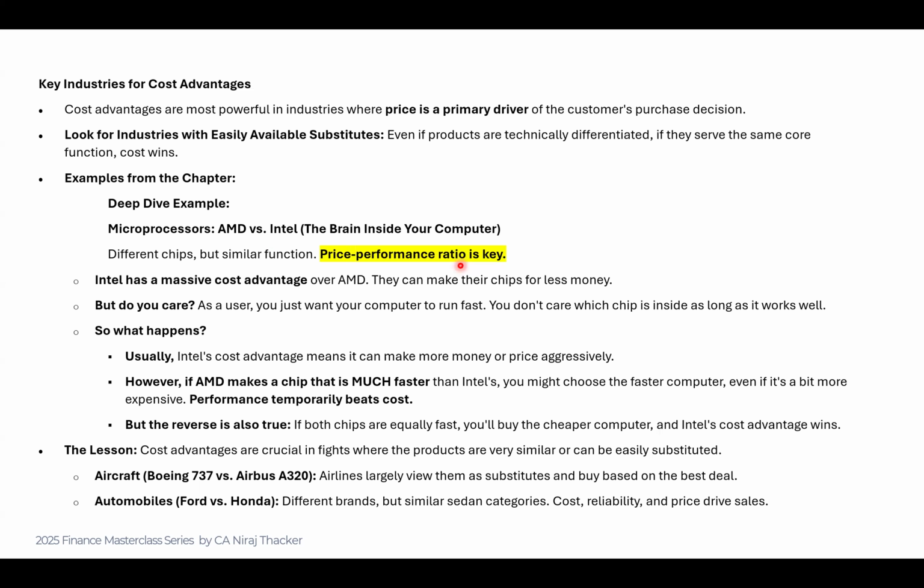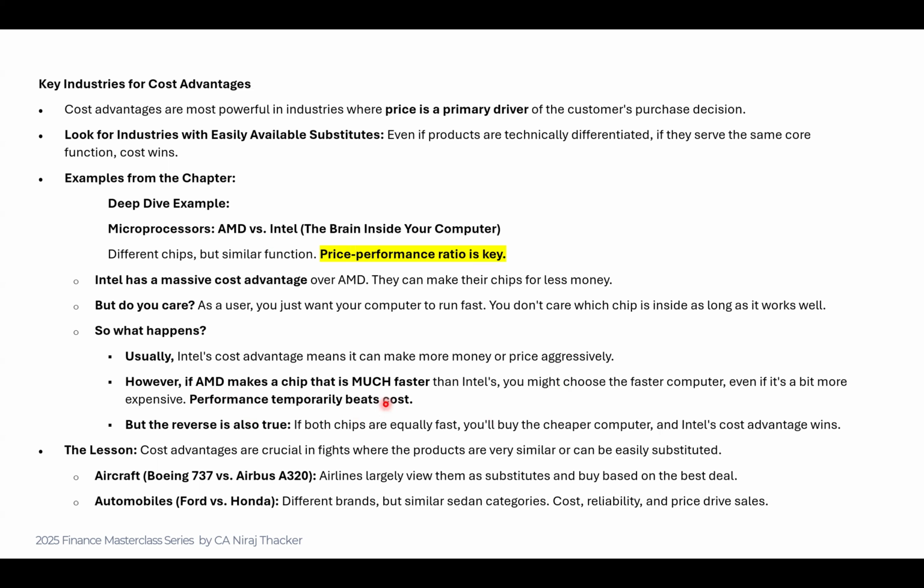A person will go where the cost-performance is very high, because it will result in lower cost in the long run for that particular user, correct? So if AMD makes a chip that is much faster than Intel, you might choose the faster computer, even if it's a bit more expensive.